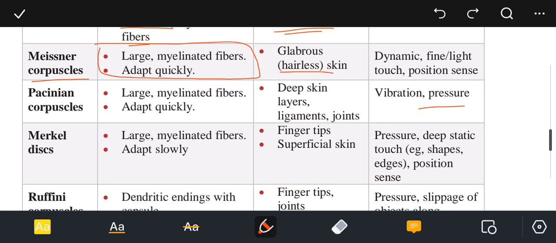Then we have Pacinian corpuscles. Pacinian corpuscles are large myelinated fibers and they adapt quickly as well. They are present in the deep skin layers and ligaments in joints, and they are responsible for vibration and pressure sensations.